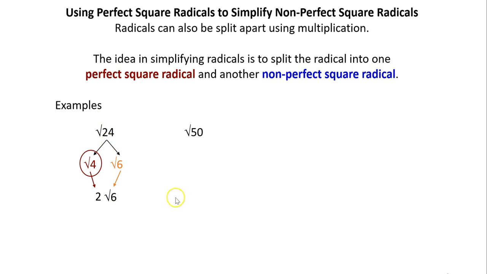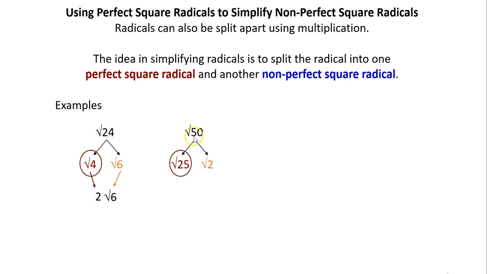Let's take a look at another one. Square root of 50. Think about all those perfect squares that I just went through. Again, they were 4, 9, 16, 25, 36, and so on. Which one of those numbers goes into 50? Well, 25 does, and that is your perfect square radical. 25 times 2 is 50.